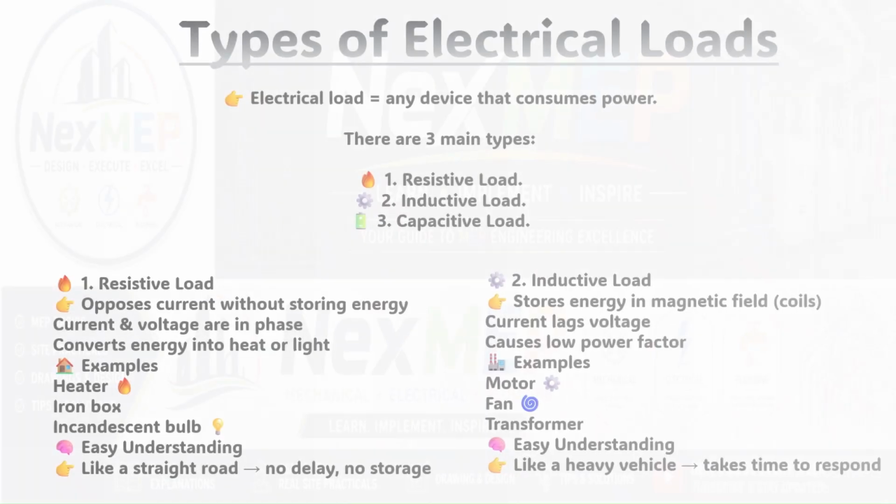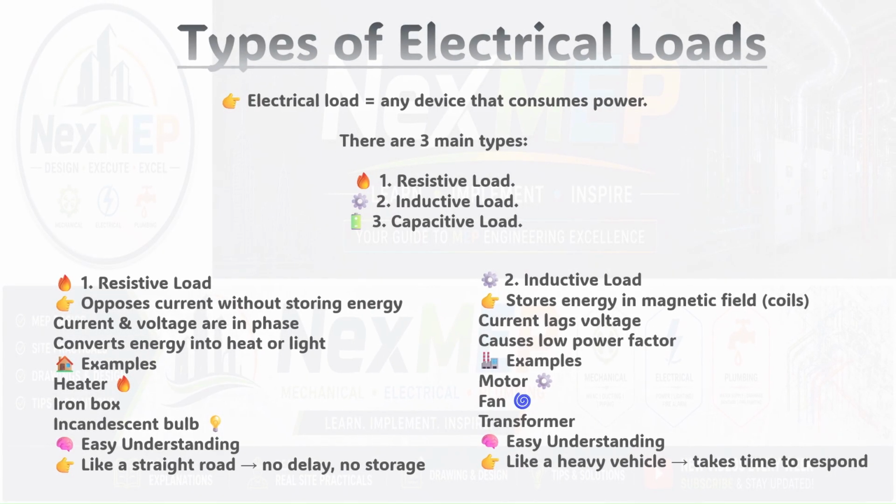Now let's talk about types of electrical loads. An electrical load is simply any device or equipment that consumes power. There are three main types: resistive, inductive, and capacitive. Let's start with resistive load.